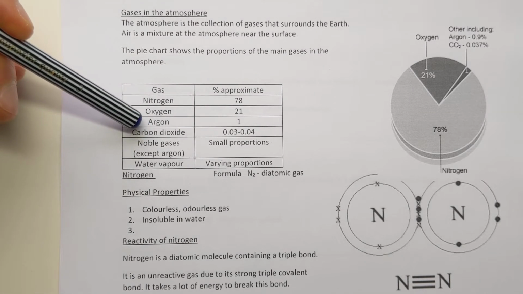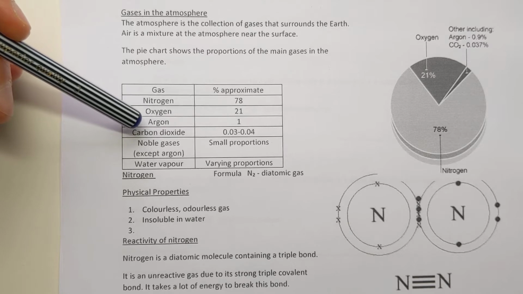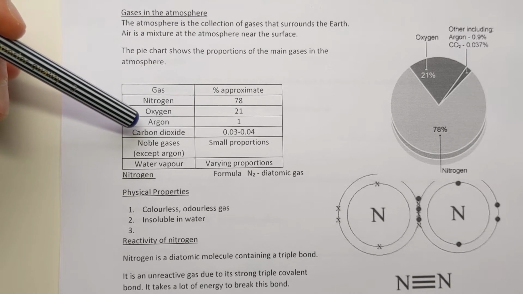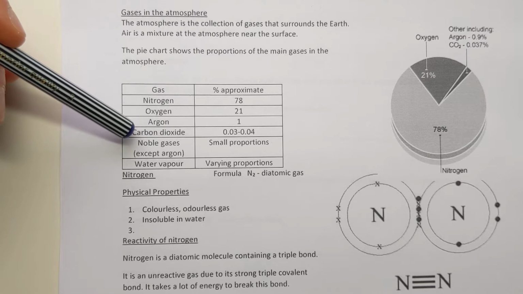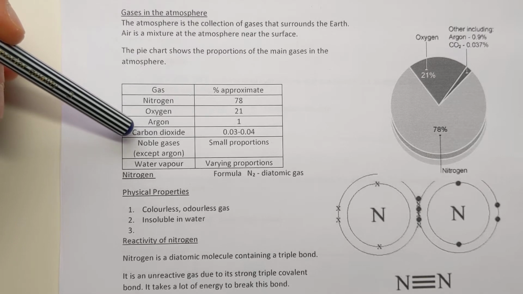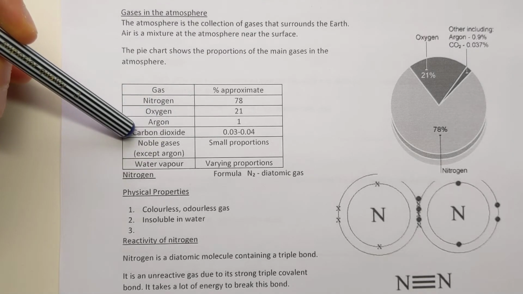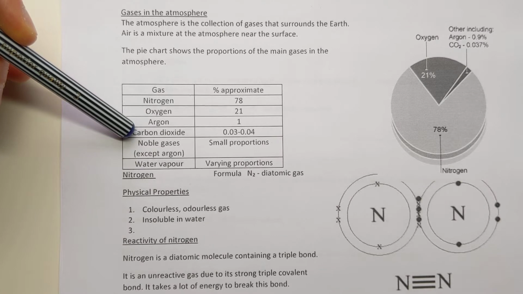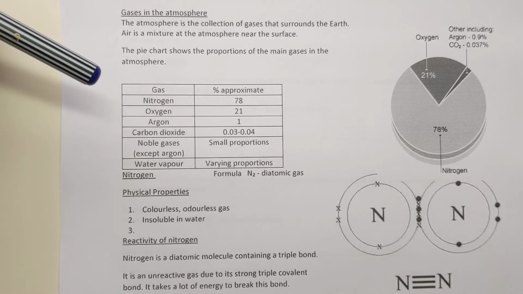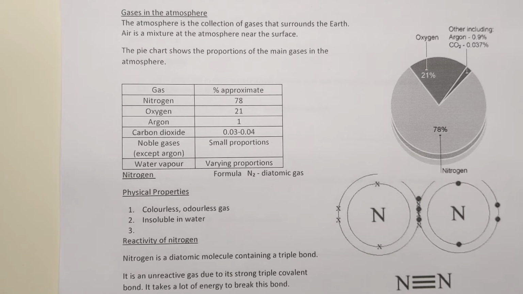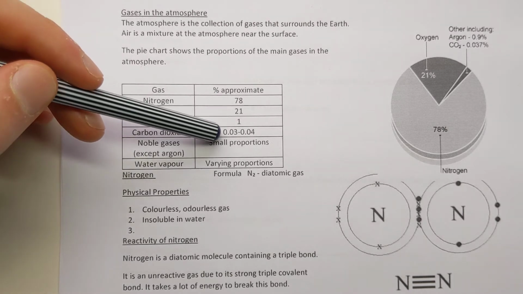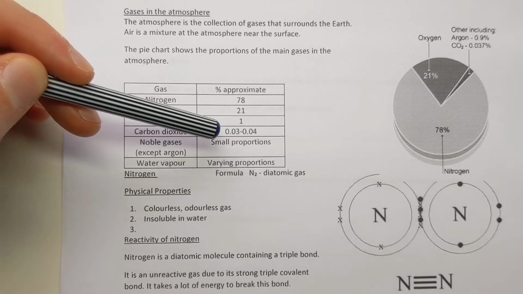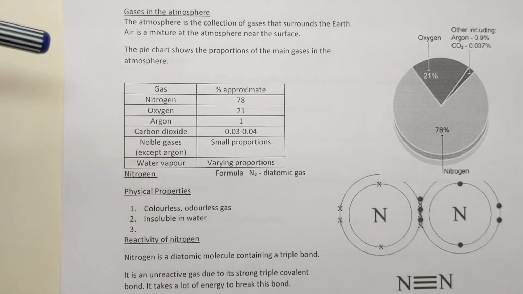Argon is one of the noble gases. It's quite a heavy one, so it sits down at the bottom where we are on Earth. It doesn't float off into space. It's about 1% of the air you breathe in. Carbon dioxide, which everyone's very worried about at the minute with global warming, is actually a very small proportion of the air around us, 0.03 to 0.04%. That percentage is climbing, but it still is very low compared to the other gases around it.